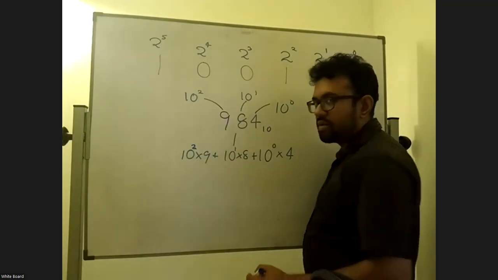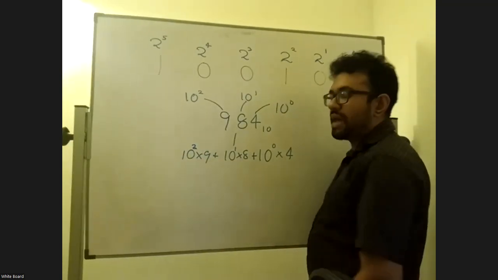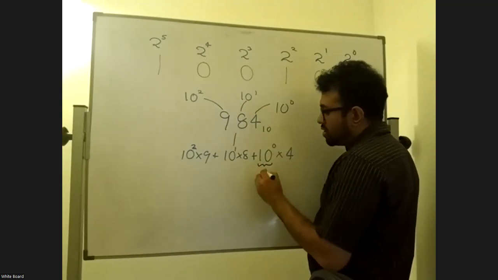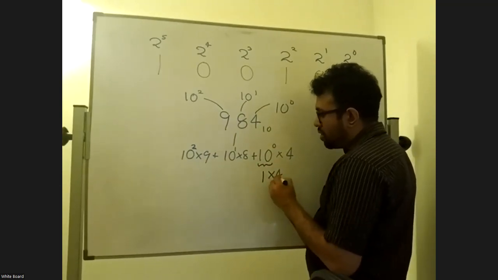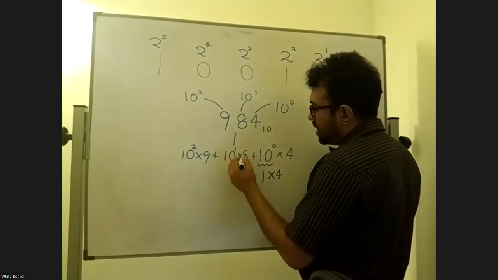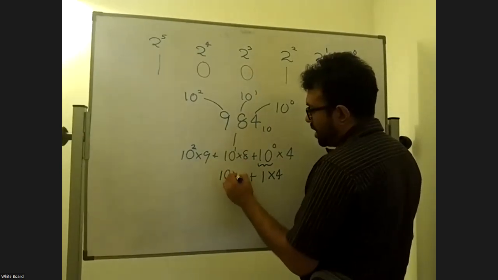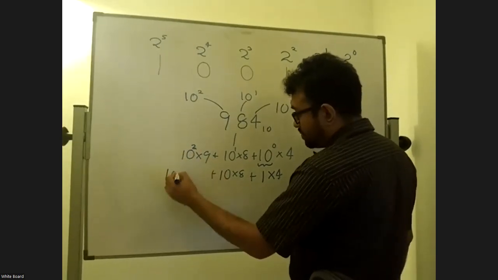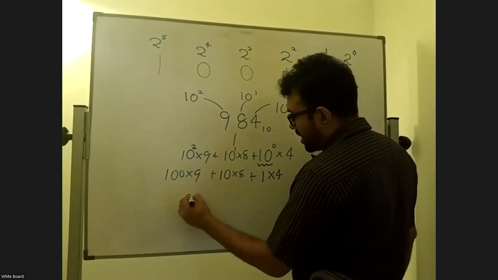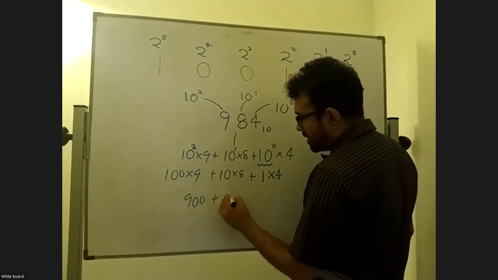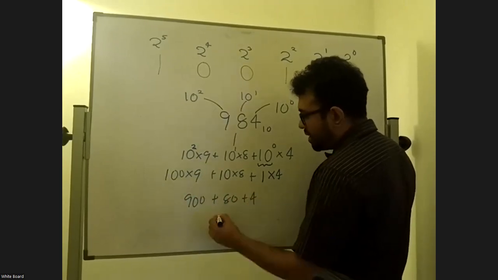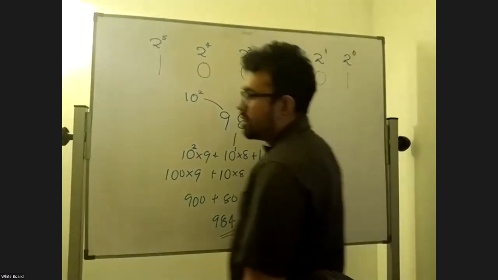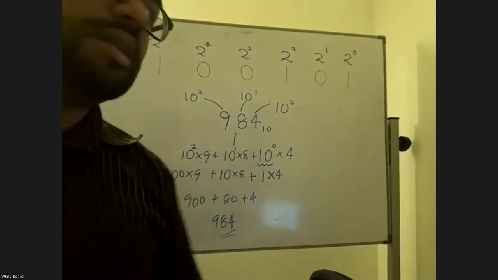So if you go to the previous notes, this has been done. So 10 to the power 0 is always 1, into 4, plus 10 to the power 1 is 10 into 8, plus 10 to the power 2 is 100 into 9. So it's going to be 900 plus 80 plus 4, which is 984. That is how a decimal number is created.